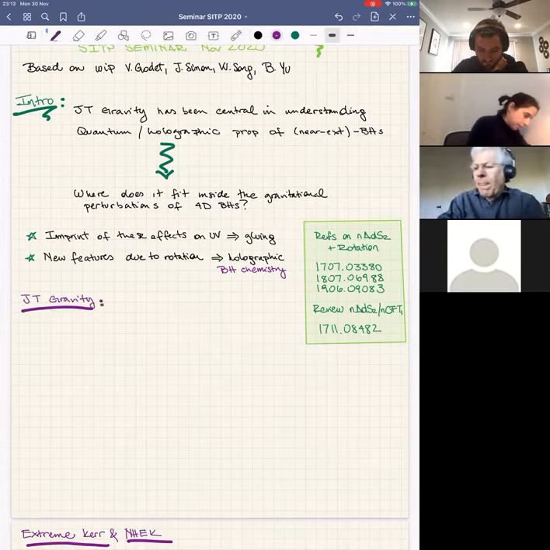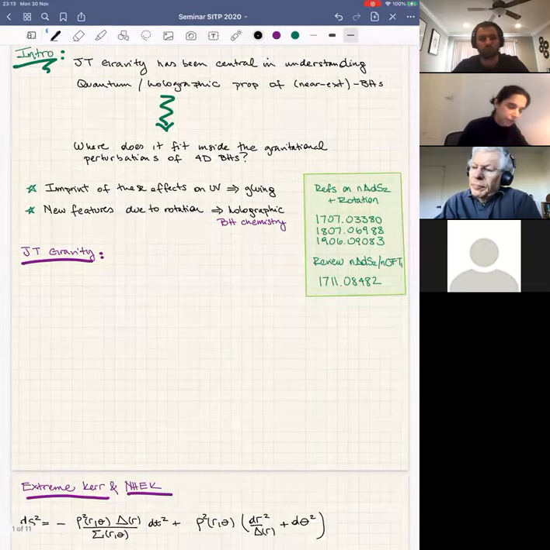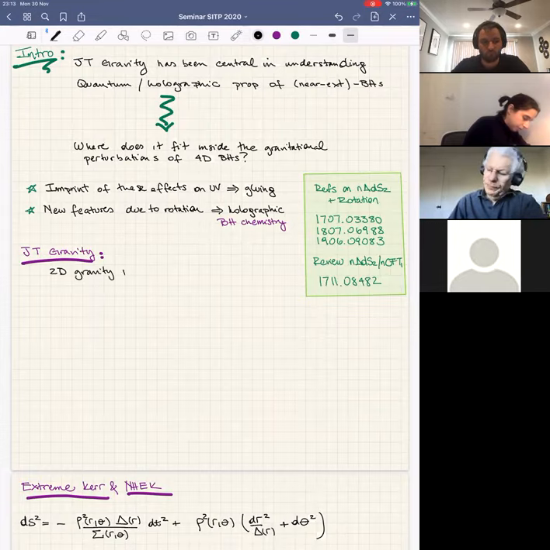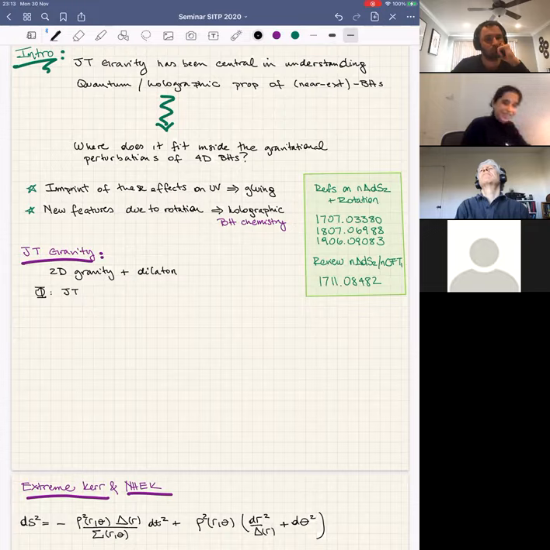So here we go. There are very, very few things that I want to either remind or introduce to you. This is a 2D gravity theory coupled to a dilaton. The dilaton here, I'm going to be calling it capital Phi. I should just call it the dilaton, but I find it has a dimensional reduction type point of view. And so I'm just going to call it the JT field.